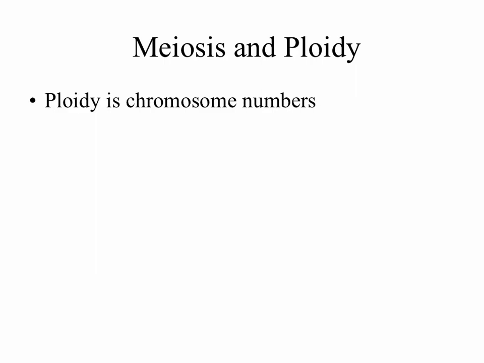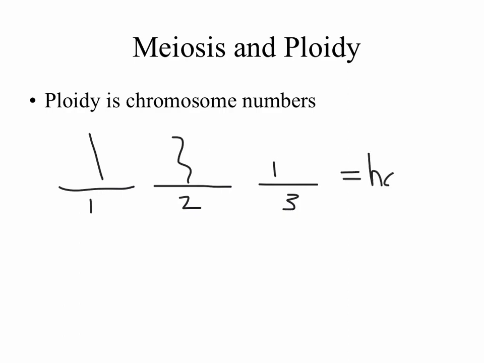Let us say that there's a cell that has three types of chromosomes. The first chromosome is large. We'll call it number 1. The second chromosome is squiggly. We'll call it number 2. And the third chromosome is small. We'll call it number 3. If a cell has only one of each type of chromosome, then it is haploid. And we abbreviate haploid with a lowercase n.